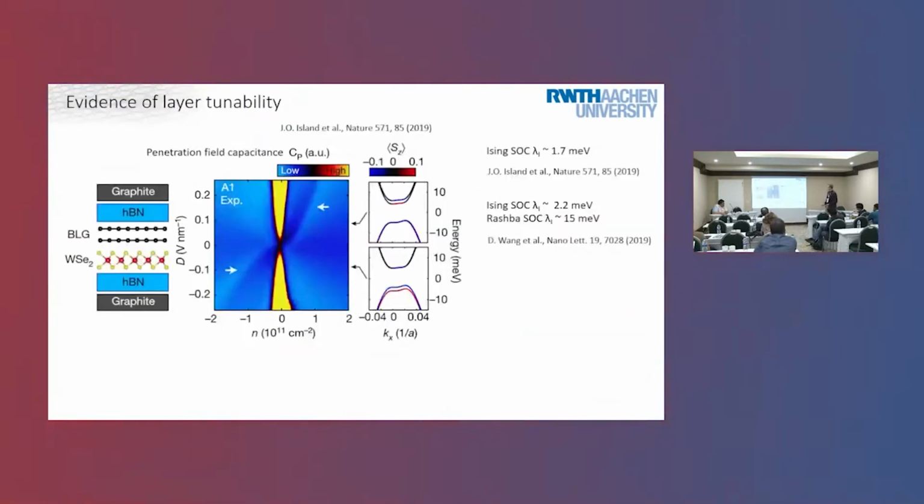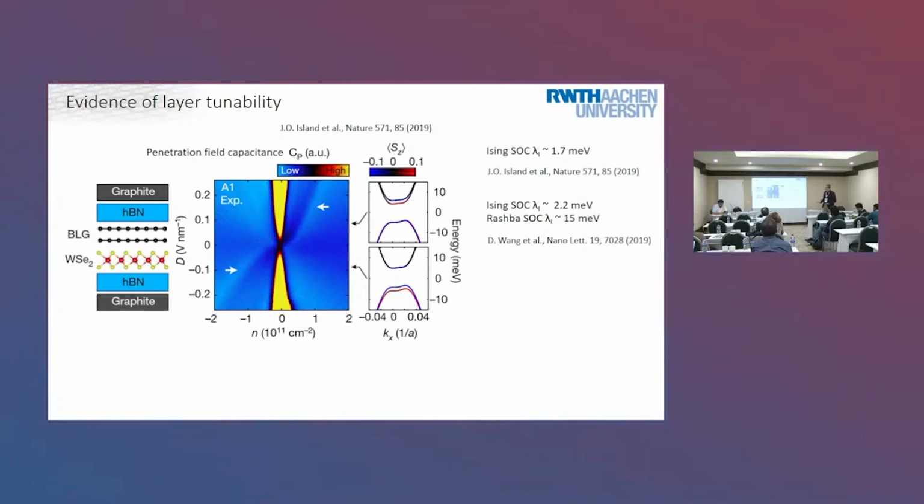The first evidence for this layer tuning was reported in 2019 by Island et al. They characterized bilayer graphene on monolayer tungsten diselenide encapsulated in hBN with graphitic bottom and top gate. They used not transport but penetration field capacitance measurements to characterize this device. The bright yellow areas are an indication of the gap opening, the blue areas are inside of the bands. Now highlighted with these white arrows, you see this point symmetrical feature, which is associated with the Fermi level being pushed through both split bands.